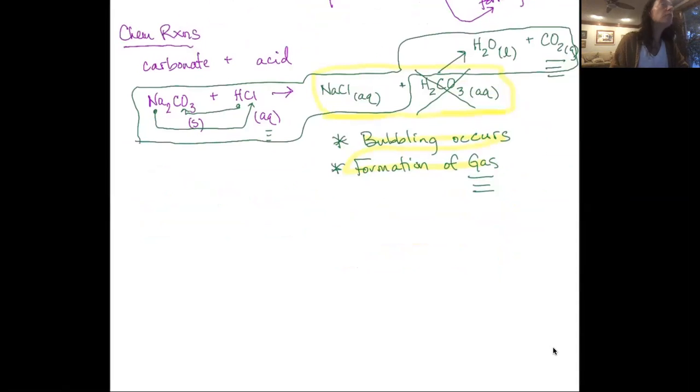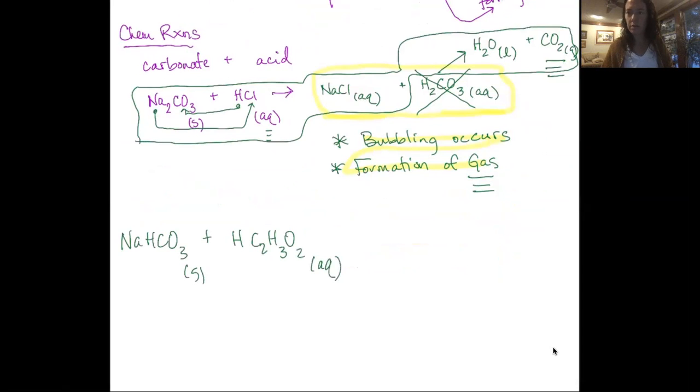Let's do another example. Let's say that we take baking soda. Let's see if Miss Murphy can do this correctly. NaHCO3, baking soda, and we add it to vinegar, which is just acetic acid. You know that one, right? It's your volcano, right? You did in middle school. Make a volcano. You know it bubbles.